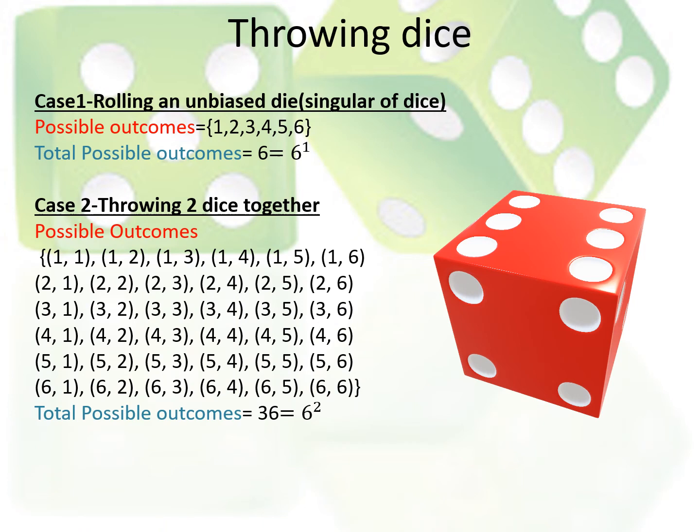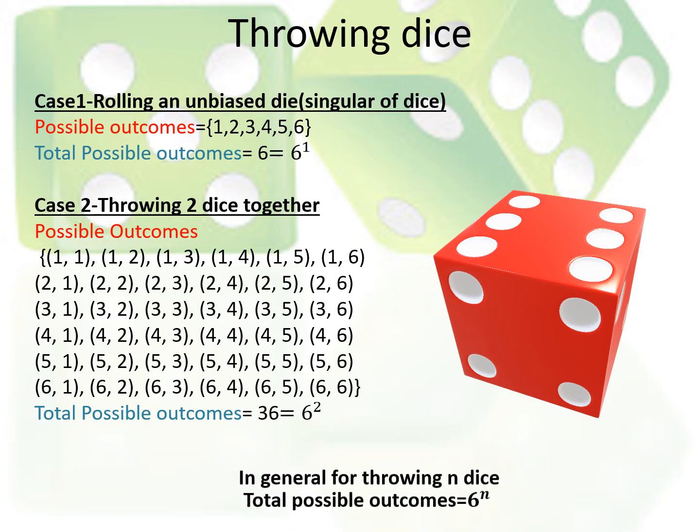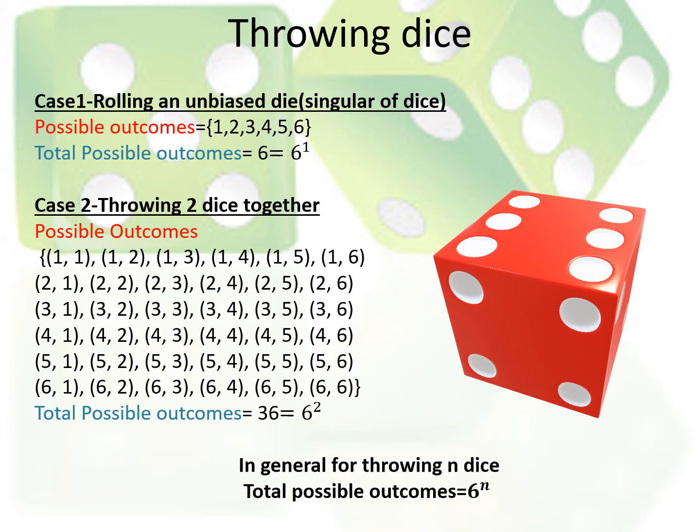Next we have case 2, in which we are throwing two dice together. So the possible outcomes will be 1 1, 1 2, 1 3, 1 4 and so on. In total we will have 36 possible outcomes, which can be written as 6 raised to the power 2. So in general, for throwing n dice together, we will have total possible outcomes as 6 raised to the power n.